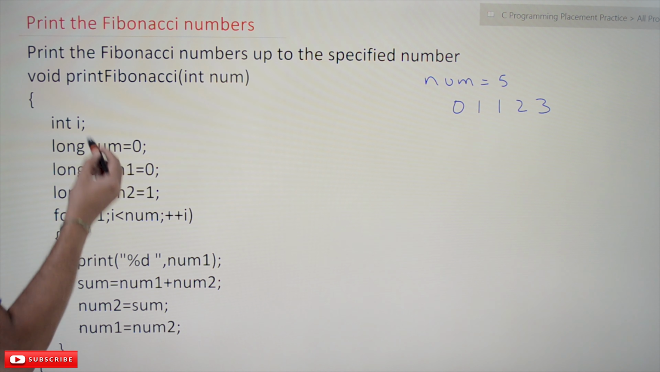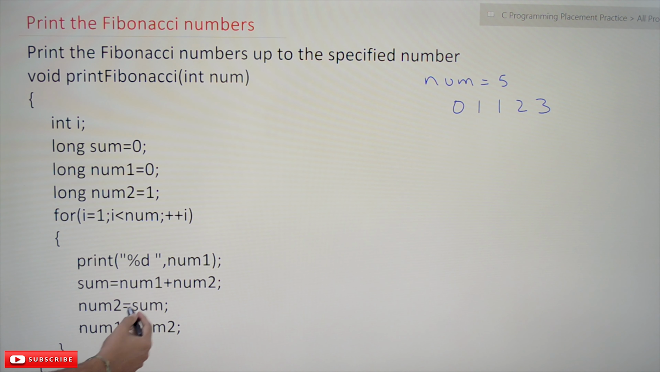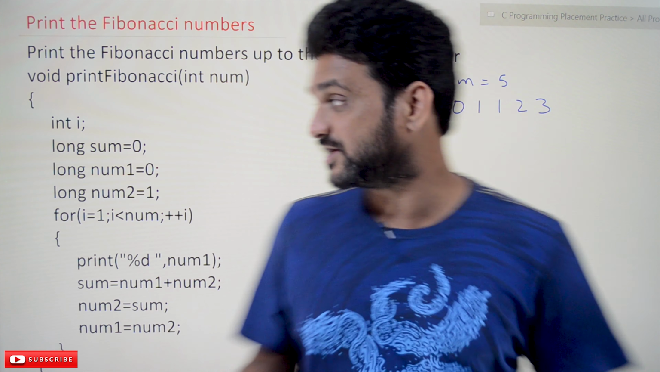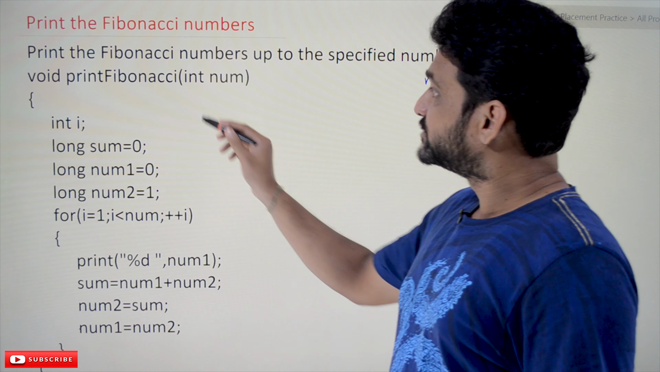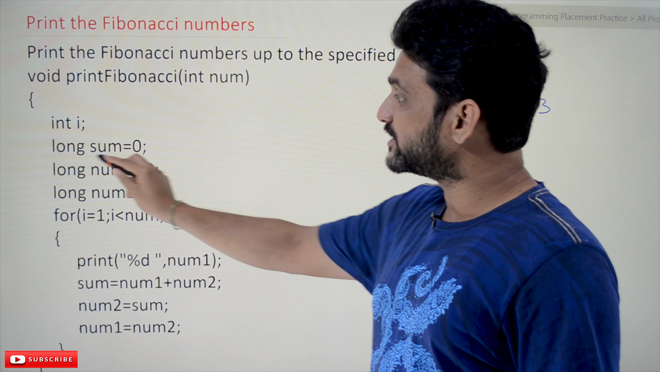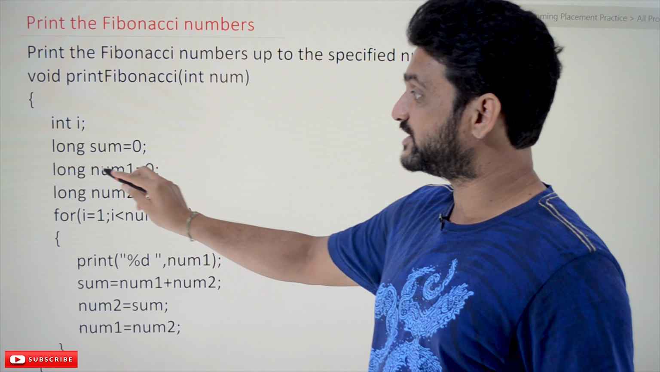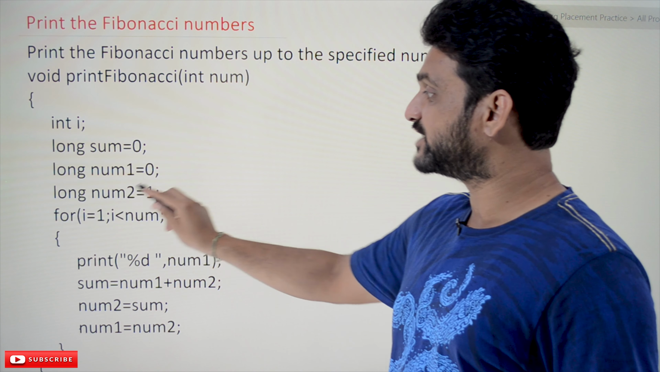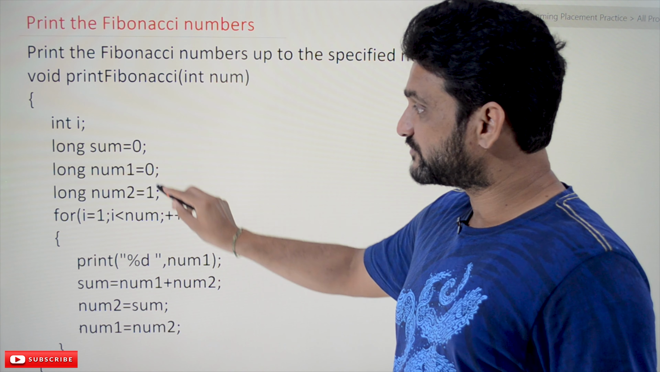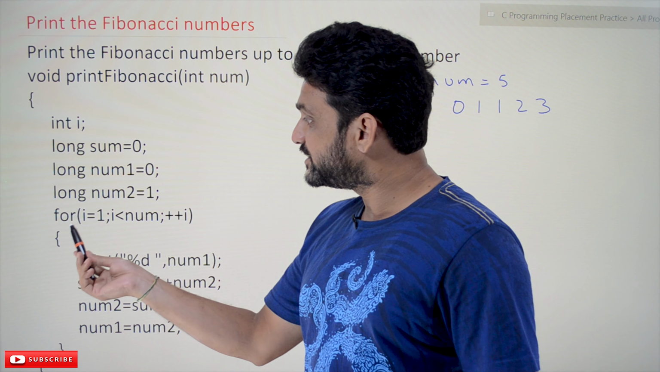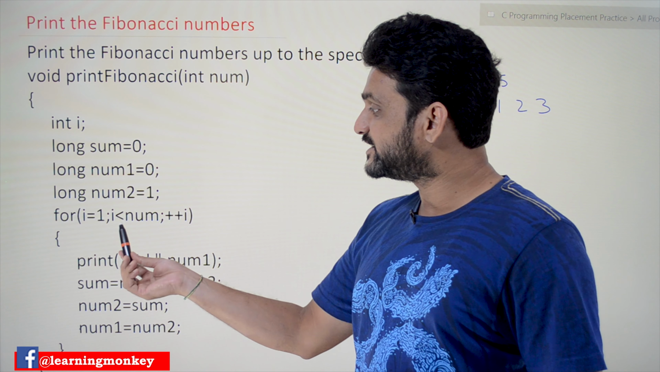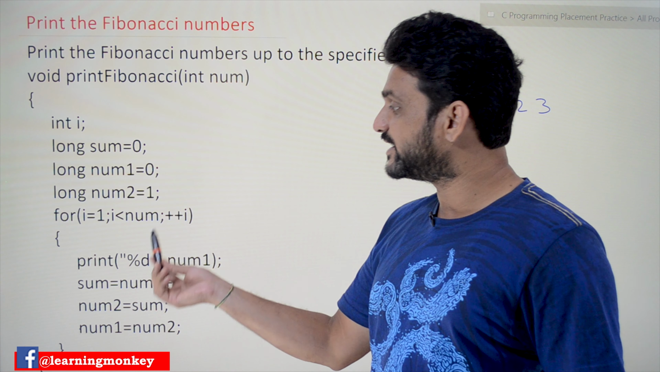Okay, so now let's solve this problem. We'll try to understand this program, verify if there are any mistakes in the program or not, and make the corresponding changes. So here int i, long int sum has been given. Long int num1 has been given. Long num2 is equal to 1. These are the values that are assigned, and here the for loop is iterating starting from i is equal to 1, and it is iterating until i less than num.